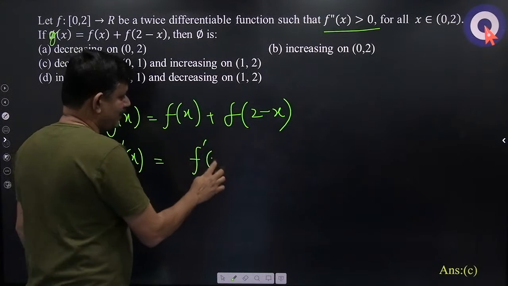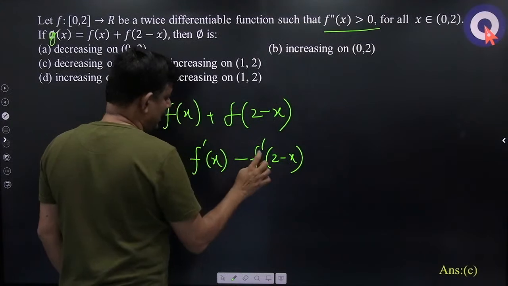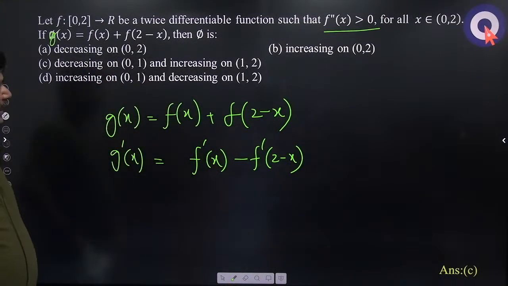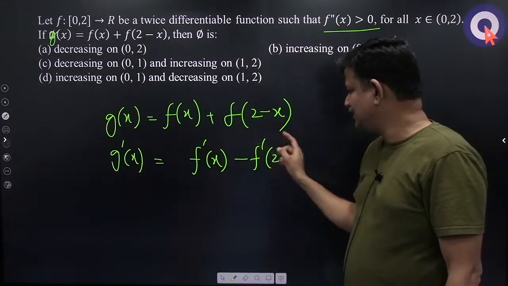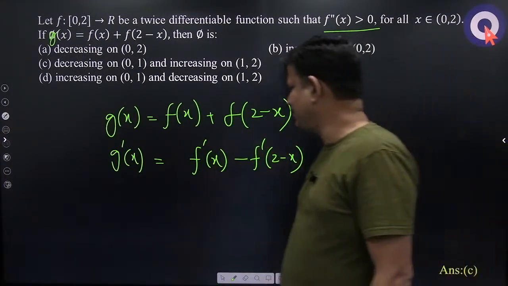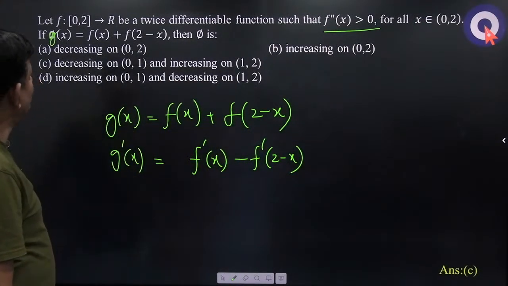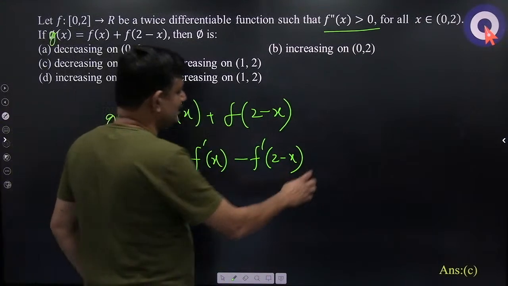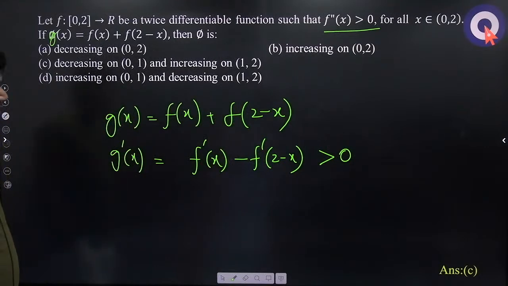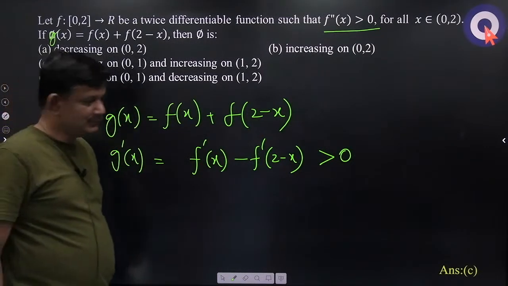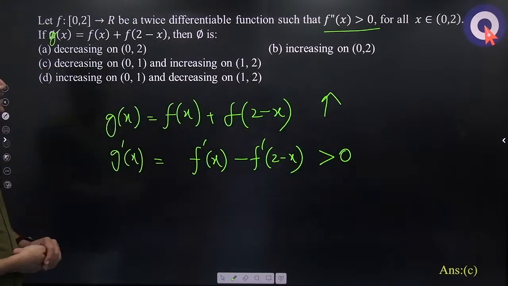What will this be? f dash of x, f dash of 2 minus x, and in between there will be a minus. A combination of such functions can be asked. You can have x square inside. A lot of combinations in the same pattern can be asked. Now g dash x, you want it to be increasing. When will this be increasing? When f dash x minus f dash 2 minus x is greater than 0. For g to be increasing, the derivative of g should be greater than 0.